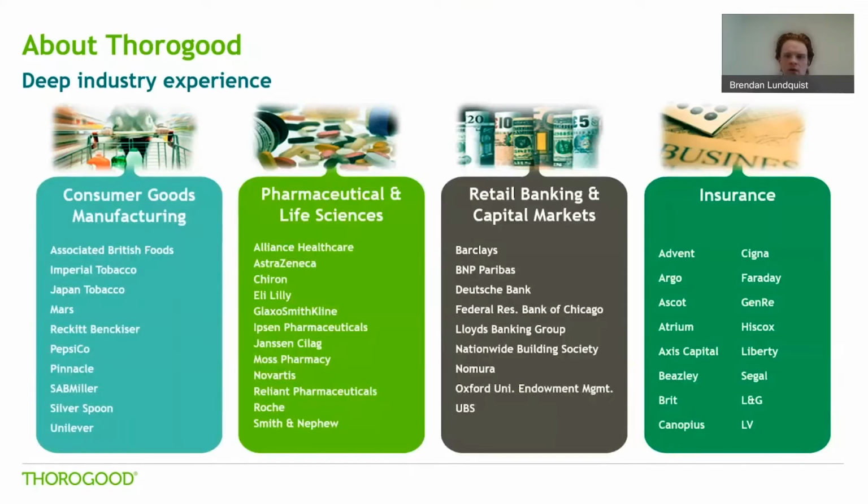For our customers, we typically work with large companies and multinational organizations, with a few listed on the screen here. Most of our clients fall into several different verticals: consumer goods, pharma, life sciences, financial services, and insurance. These industries tend to be very data rich, but we're not limited to these four.